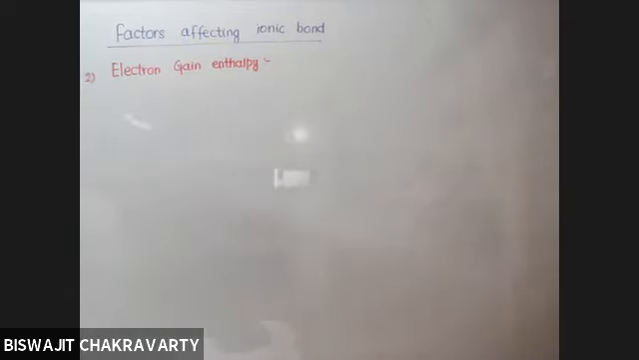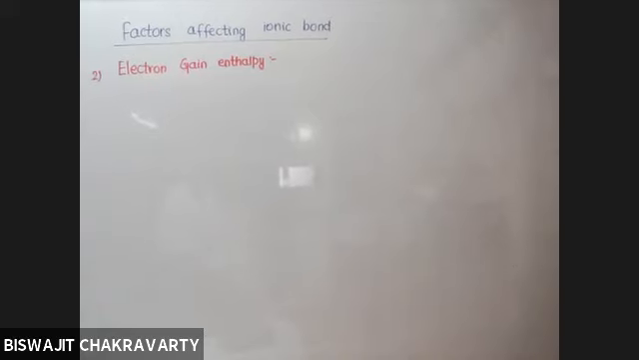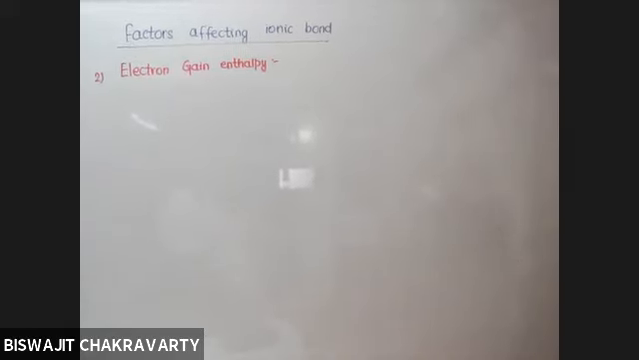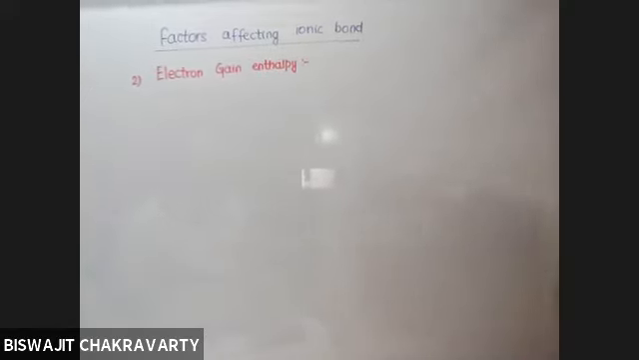So what is electron gain enthalpy? It is the amount of energy change taking place when an electron is added to the outermost shell of an isolated gaseous atom, isn't it? Do you remember the definition? Yes or no? Yes, sir. Okay. So greater the amount of energy released during the process, more negative is the electron gain enthalpy, and that is favorable for the non-metals.